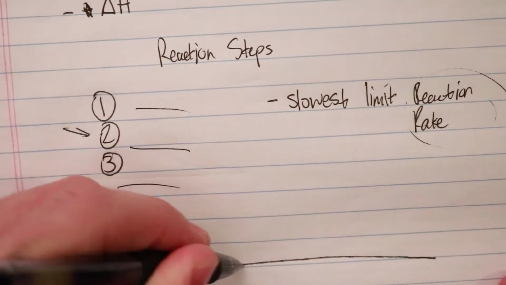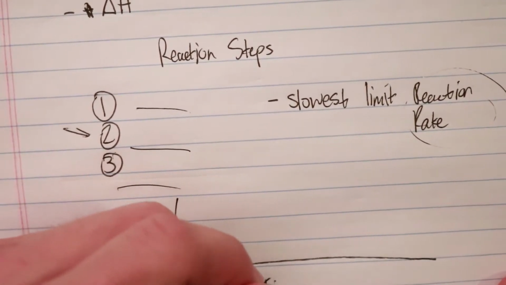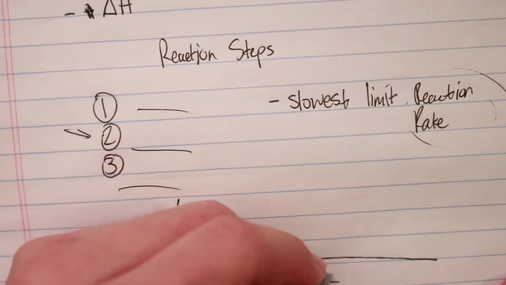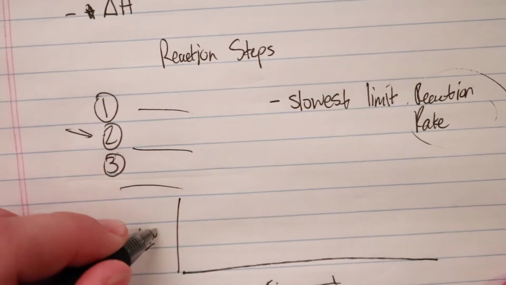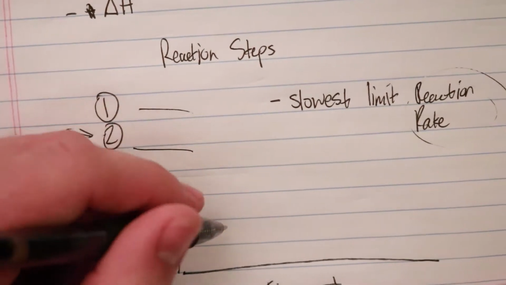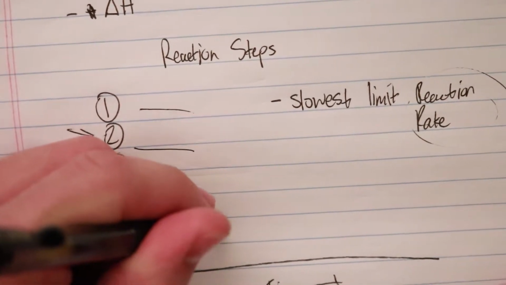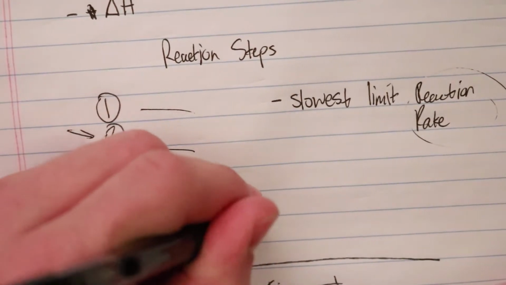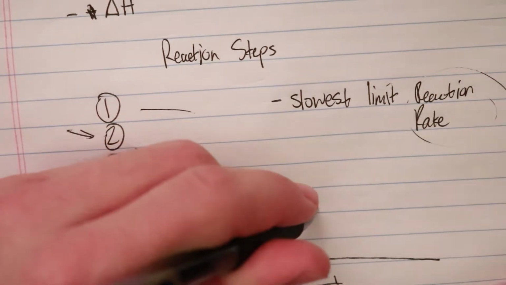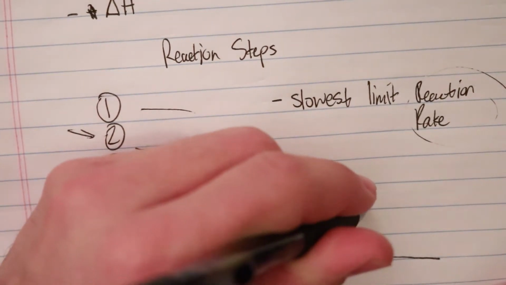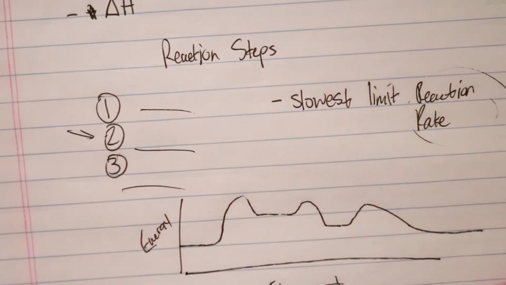Now on an energy graph, so if I have time and energy, this could look like this. So I'm going to have my first hump, and I'm going to have a second hump, and then I'm going to have a third hill, and that's where I end up.